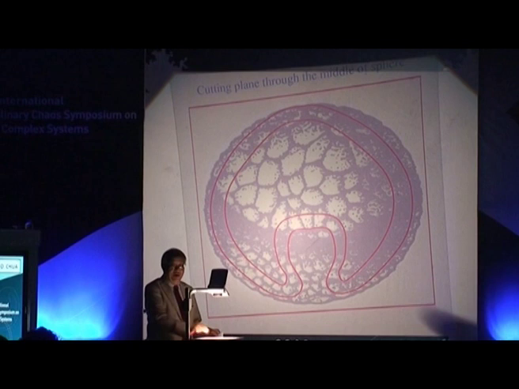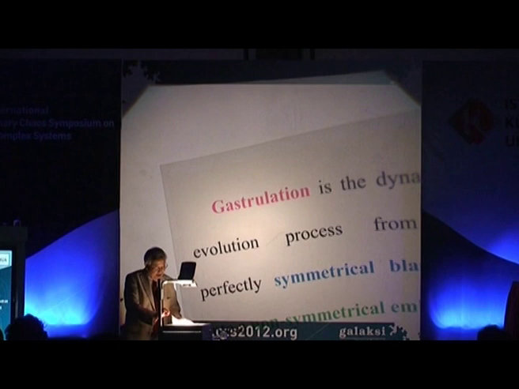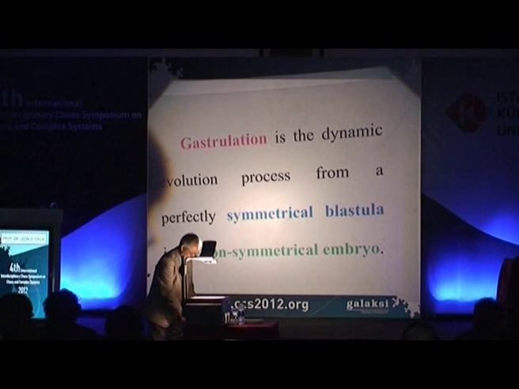Very quickly, this becomes the intestine, the guts, and all the organs will develop from there. This is gastrulation, this process. Okay, and you and I have come from that process. Gastrulation, therefore, is the dynamic evolution process from a perfectly symmetrical blastula into a non-symmetrical embryo. That's what I've just shown you.